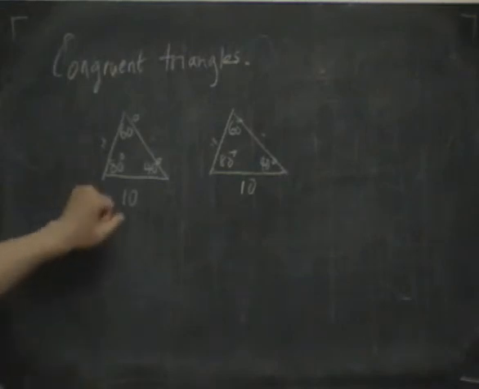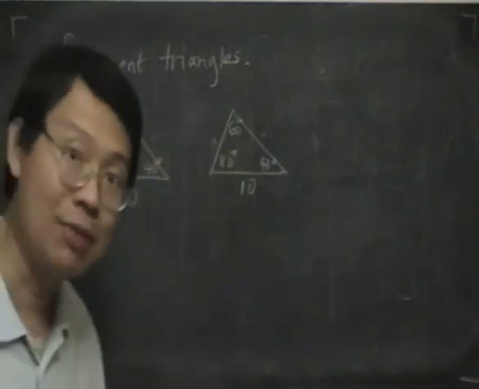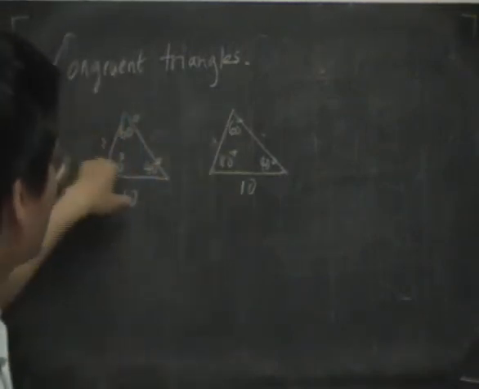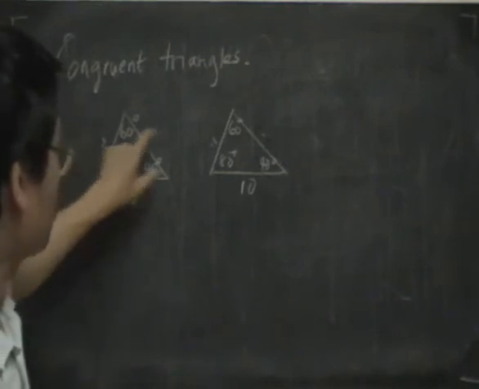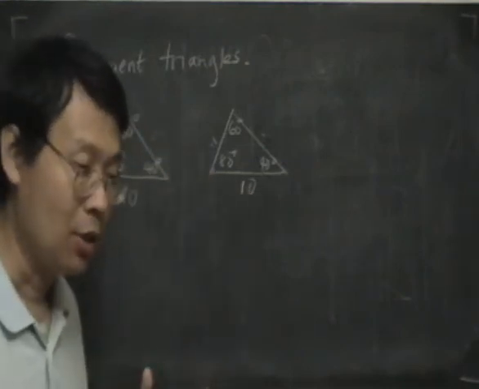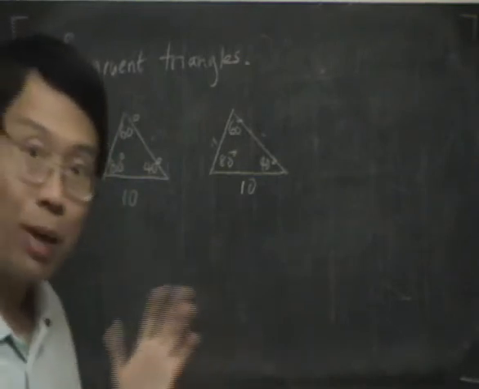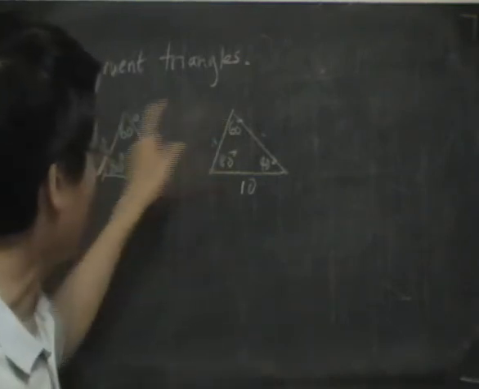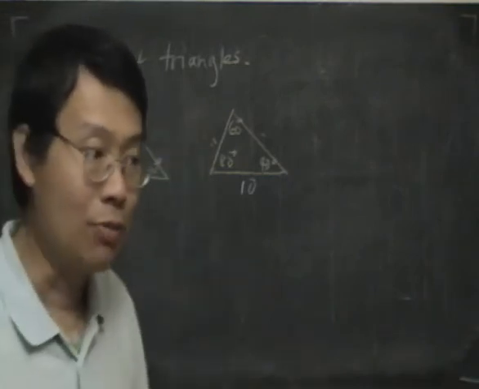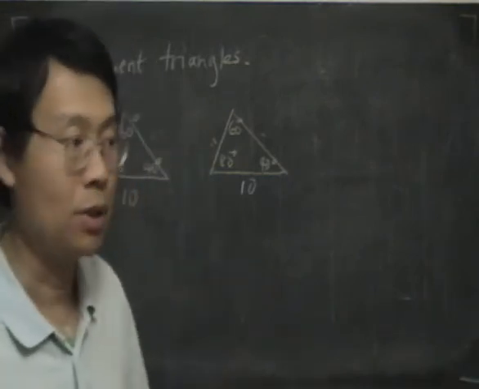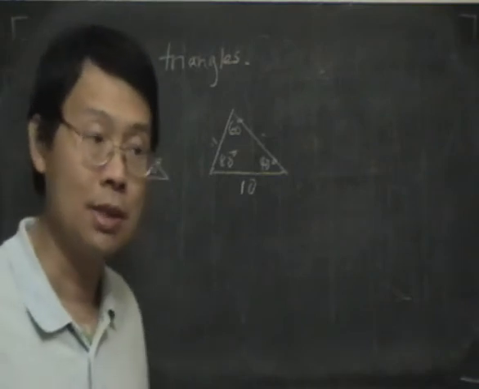Now, obviously, if you are given all the angles and the lengths of all the sides, then all you need to do is just compare all the angles and all the sides, and if they're the same, then it's congruent. So that's easy.